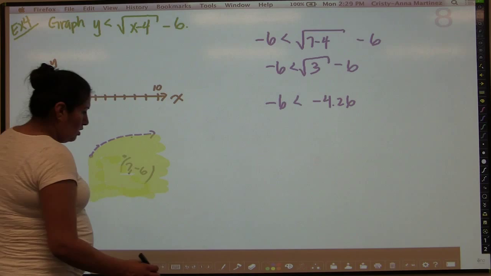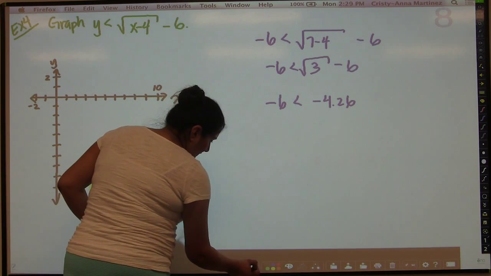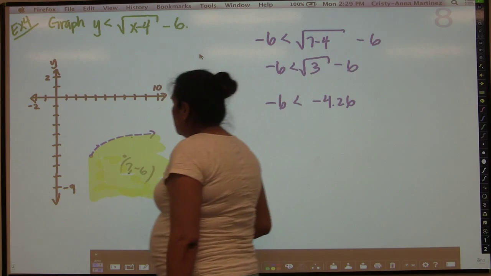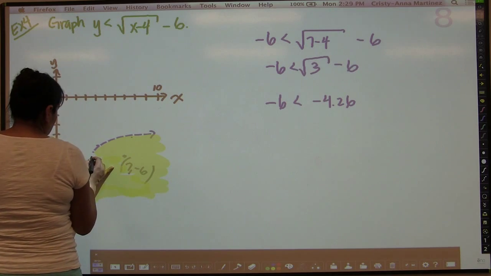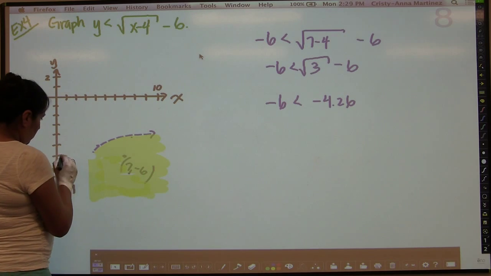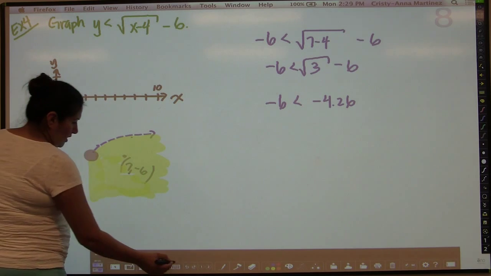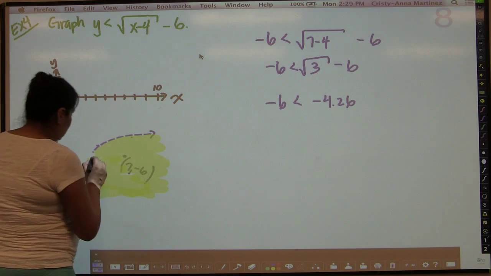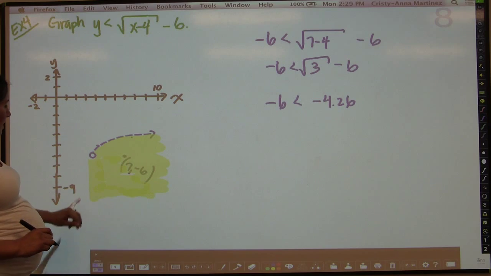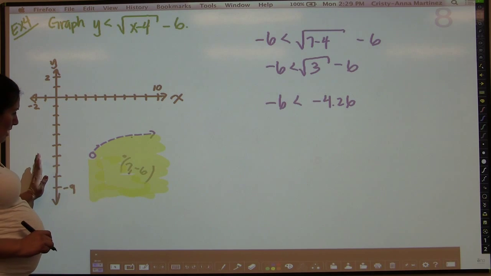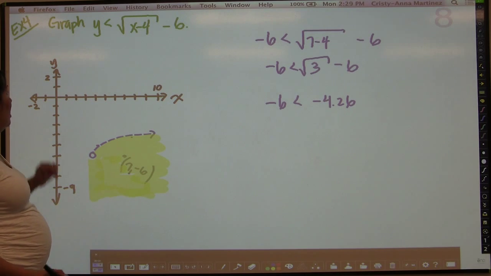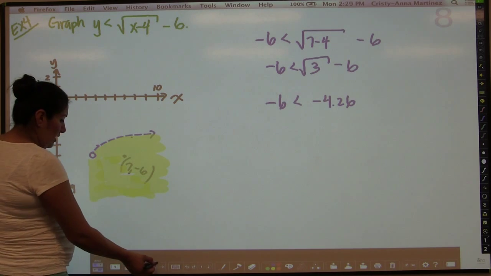All right, and also I should add that our endpoint should not be closed but open. So this point here at the very end, oh goodness, let's get the right marker here, should be open, okay? But again, do not go beyond that boundary and stay under the curve, and then you'll be fine. So that is how you graph an inequality that has a square root in it.